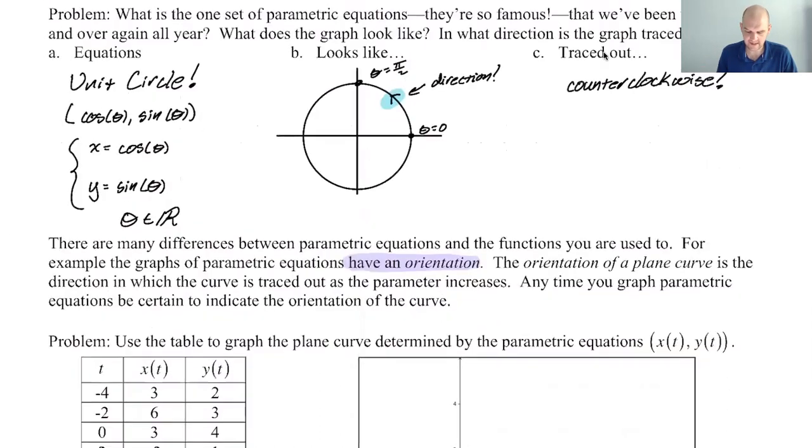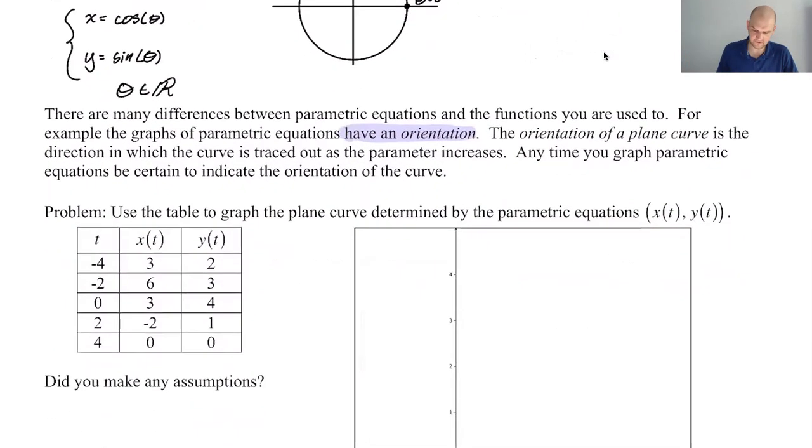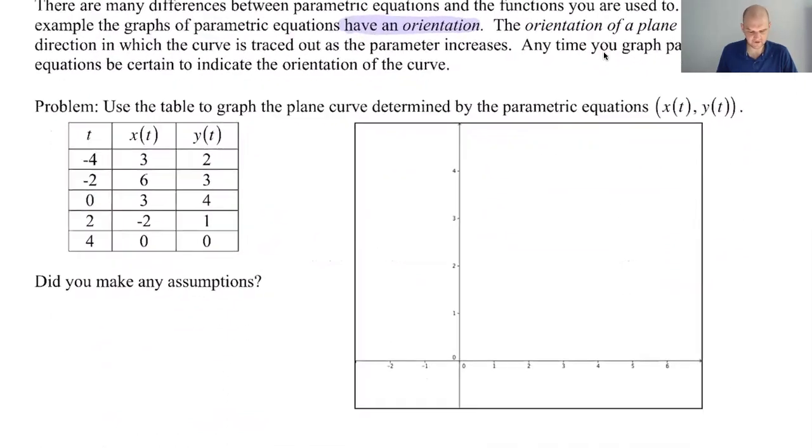But in general, the orientation is the direction you go as the parameter increases, right? So for functions, we talk about increasing and decreasing, meaning as x goes from left to right, as x gets bigger, does the y value increase or decrease? For parametric equations, we talk about which way you are going on the curve as the parameter increases, because that's a relevant thing to know. So orientation is kind of a new idea.